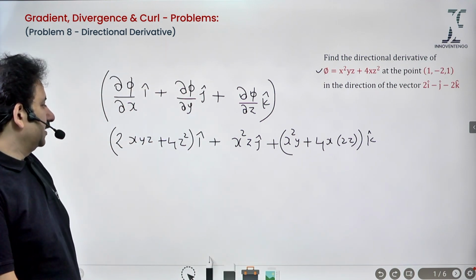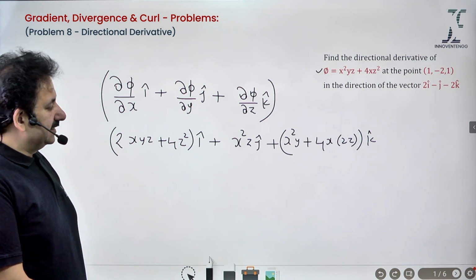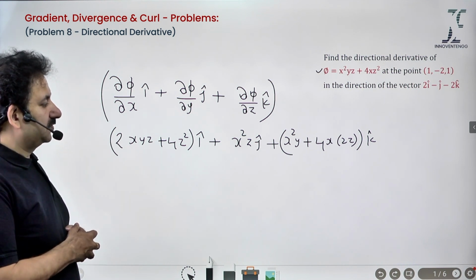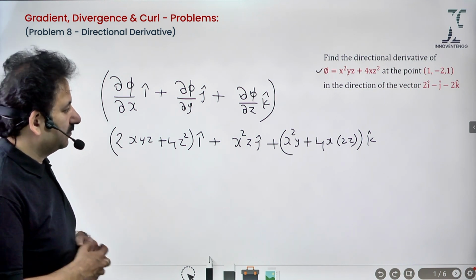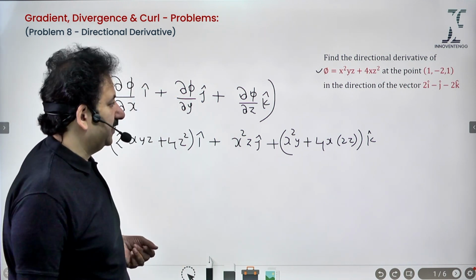So this goes to form the gradient of the function, and this is the vector that gives you the direction of greatest variation of the function, and the magnitude will give you the rate at which it is varying.